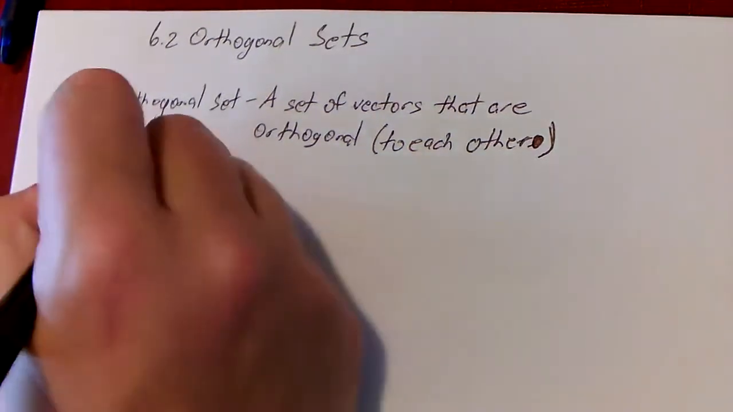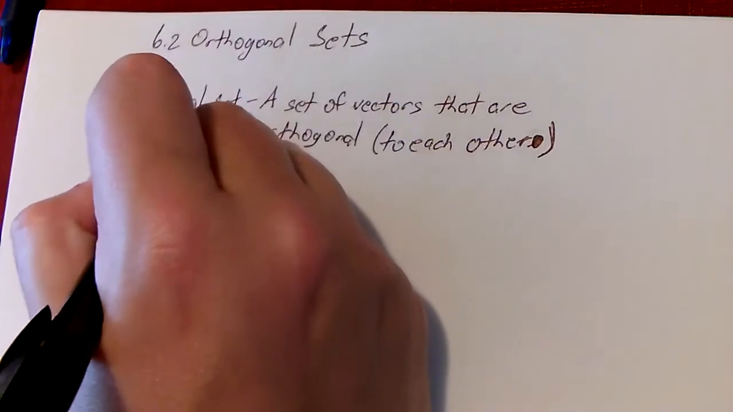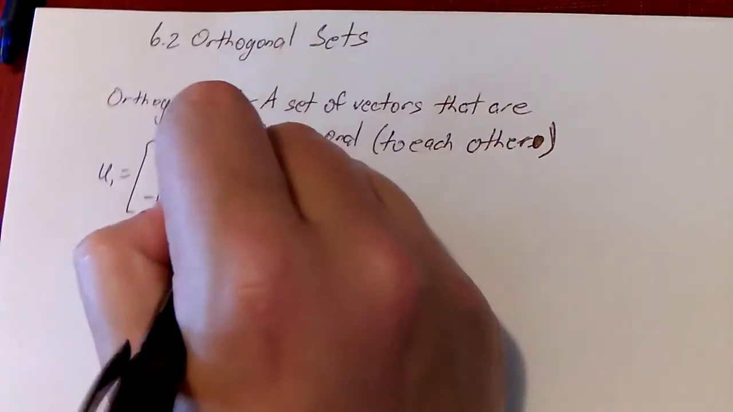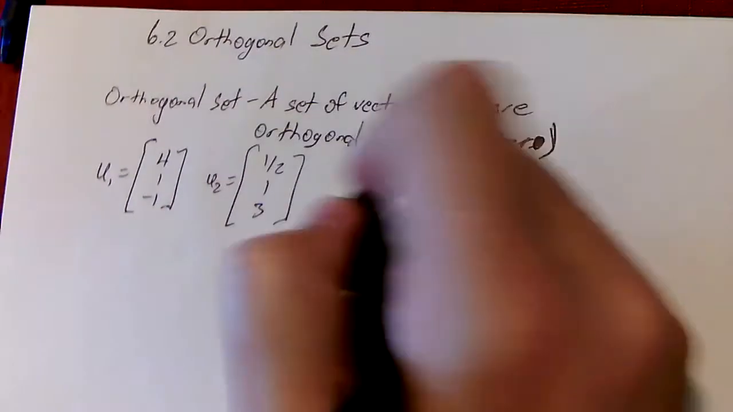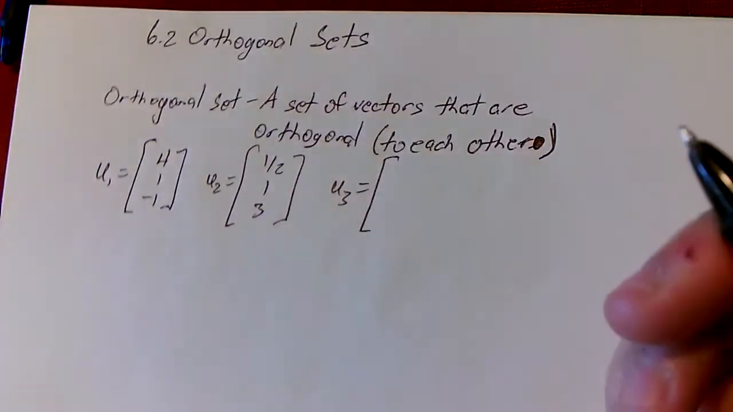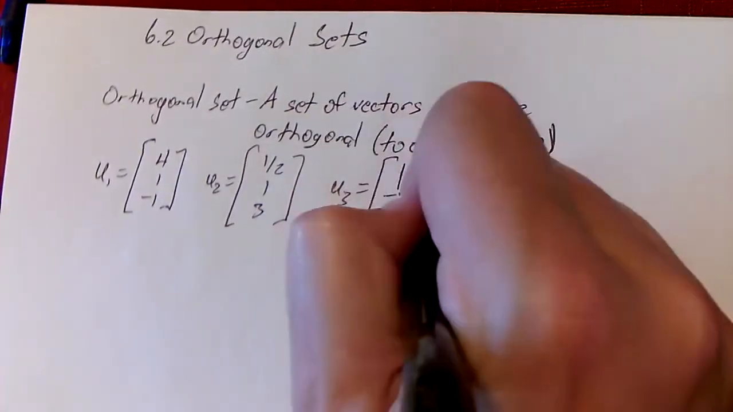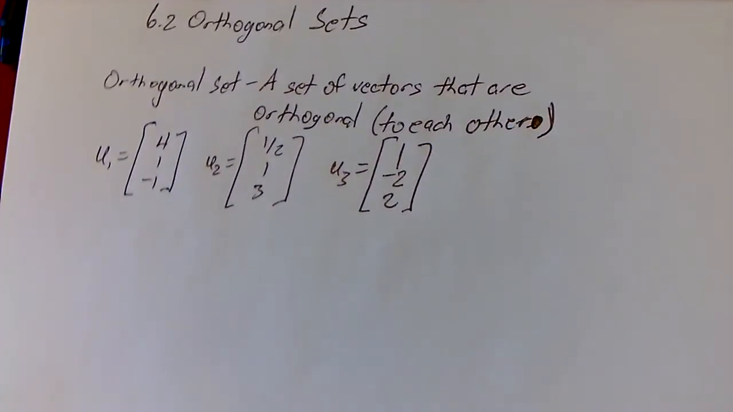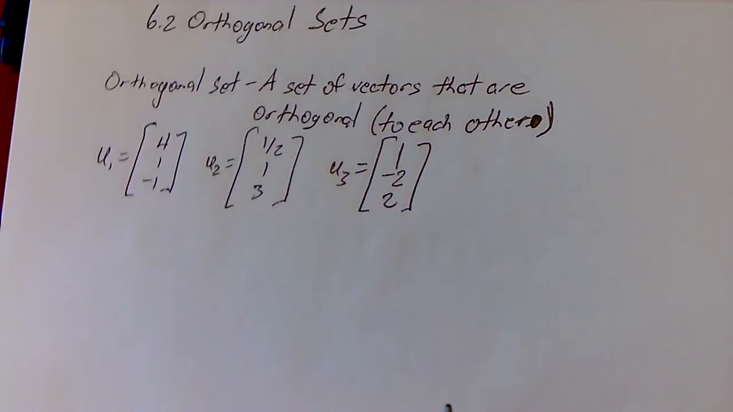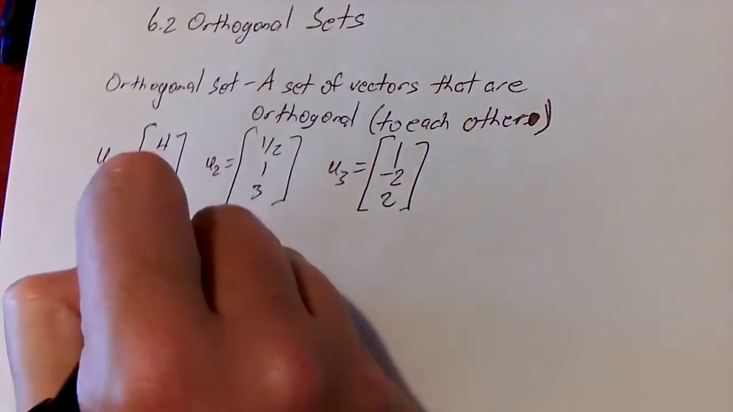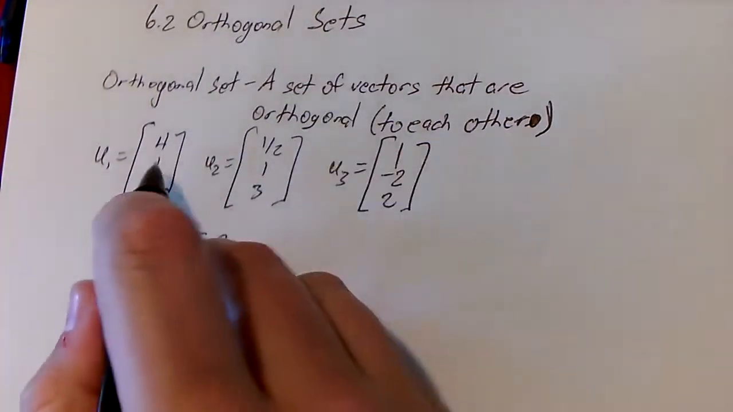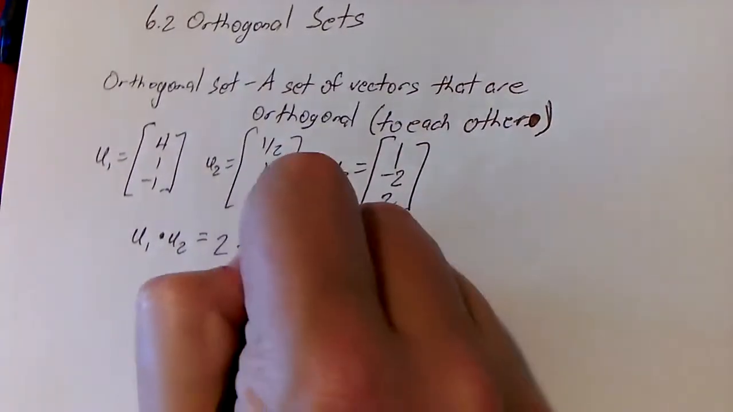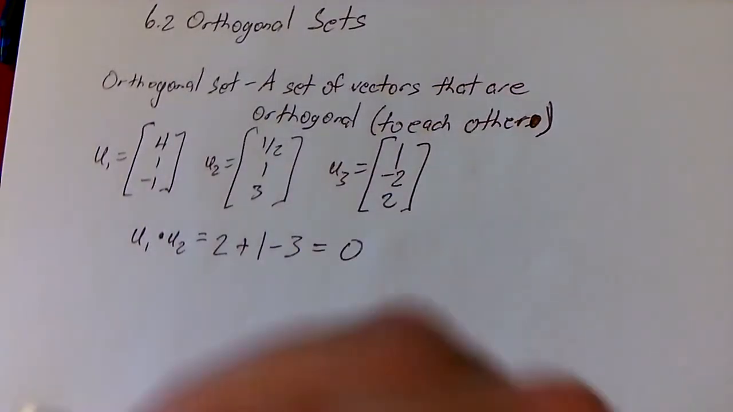So let's look at the set U1 equals (4, 1, -1), U2 is going to be equal to (1/2, 1, 3), and U3 equals (1, -2, 2). Let's see if these are orthogonal. Remember, to be orthogonal, you need the dot product to be 0. So I need to do U1 dot U2: 4 times 1/2 is 2, 1 times 1 is 1, 1 times negative 3 is minus 3. I get 0. It's a good start.